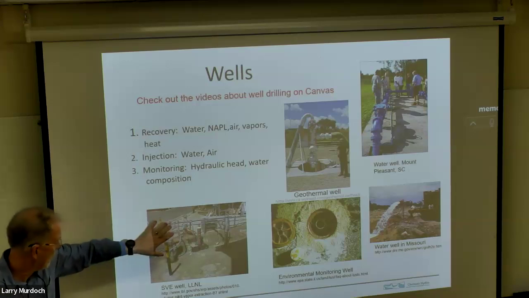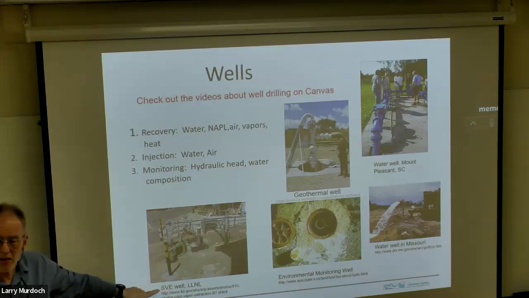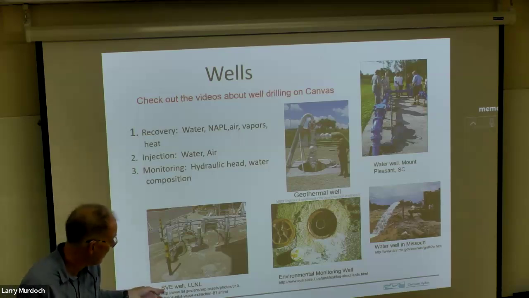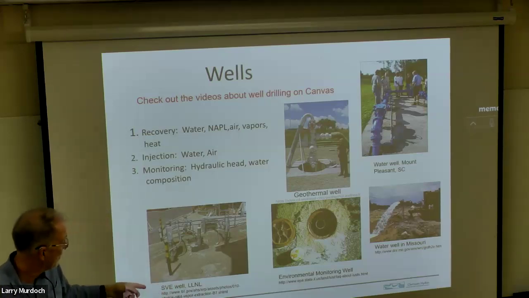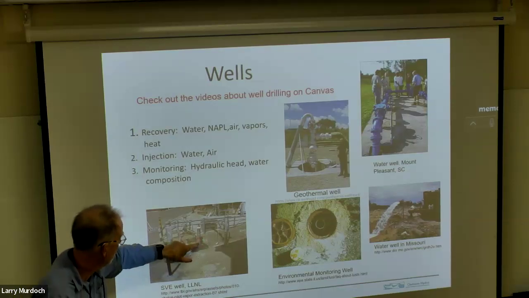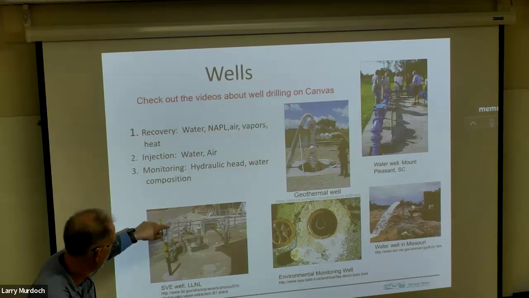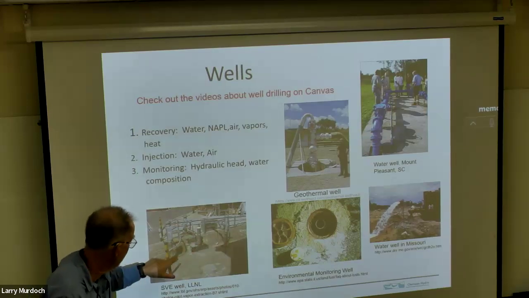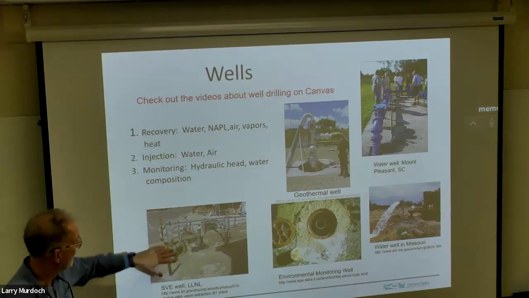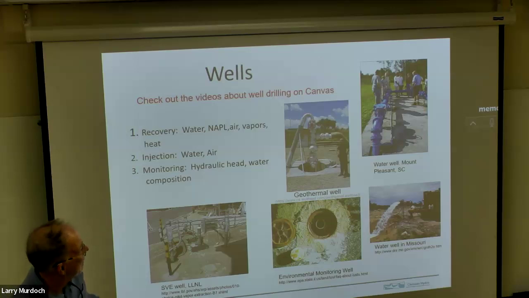This is an SVE well, that stands for soil vapor extraction. We'll talk about that later, but that's where you pump air out of the vadose zone and circulate air through the vadose zone in order to recover contaminants. And this is a well here, and it's got piping going to a manifold. So there are a variety of wells. Actually, these are all wells going to a manifold for SVE. So it's getting a bit more sophisticated.